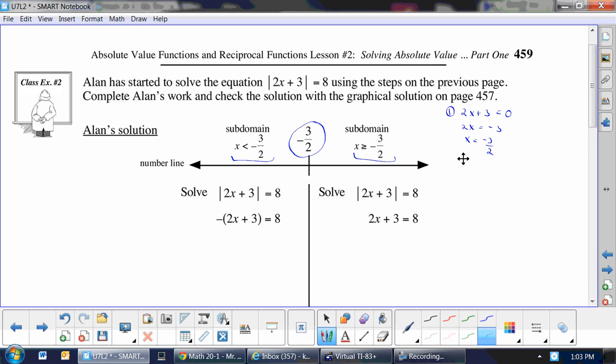So the next thing we get to do is we want to test it. So we go, okay, something that's greater than negative 3 over 2. Let's test maybe negative 1. Remember, we want to keep it as easy as possible. Okay? And then on the other side, something less than negative 3 over 2. So I'm going to test negative 2. Okay? So when we do that, all we do is we put this in for our 2x plus 3. So we go x is equal to negative 1. Yes.